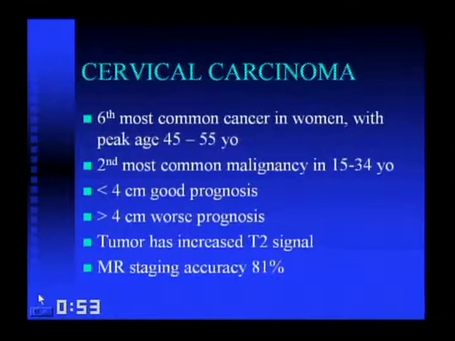Cervical carcinoma is the 6th most common cancer in women, with a peak earlier than endometrial cancer. It is the 2nd most common gynecologic malignancy in the 15 to 34-year-old crowd. It's very important to catch it early because it affects prognosis. The smaller, the better. Again, you're looking for increased T2 signal in that dark cervical donut on the MR scan, again with a good but not great staging accuracy.